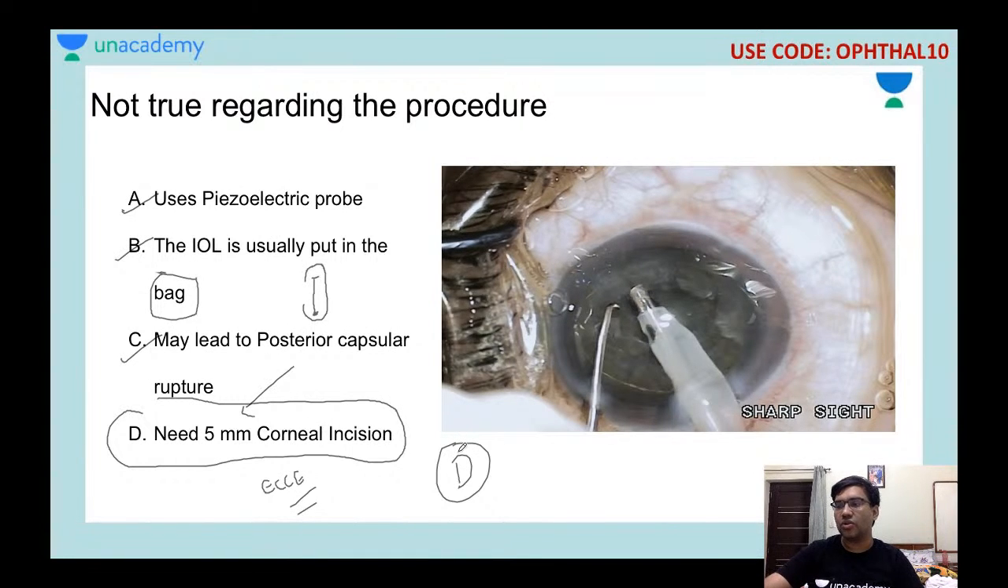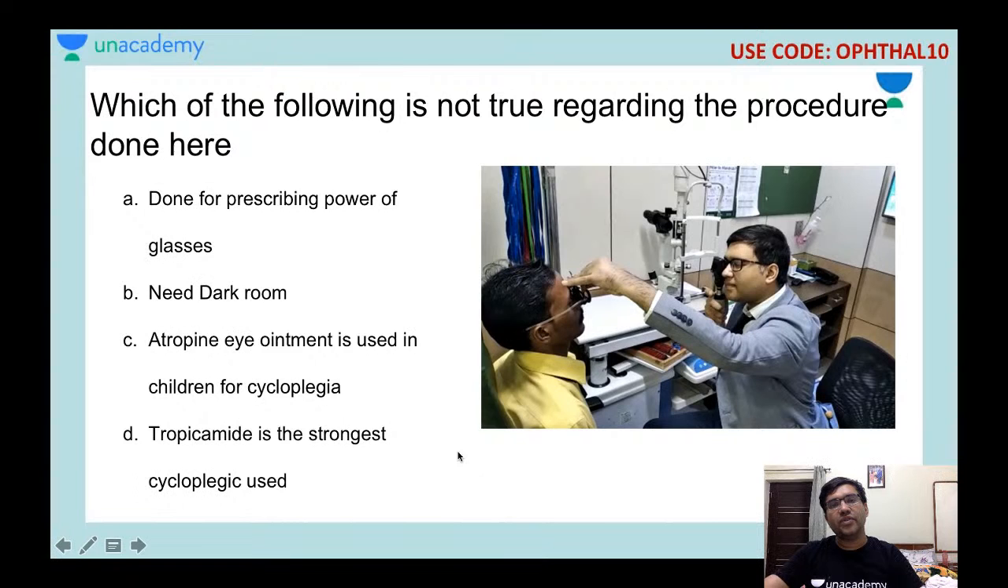Okay, chalo. The next question is, which of the following is not true regarding the procedure being done here? I have put the patient in a trial frame, and with the help of an instrument at 1 meter, I am seeing the fundus reflex coming from this instrument and comparing it with the fundus reflex of the patient. Which of the following is not true?